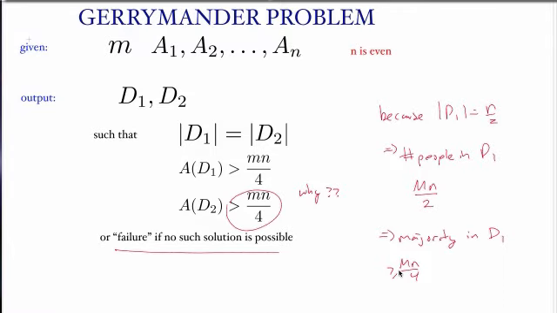Does that make sense? There are n precincts, A1 through AN. Half of them have to be in District 1, so that means that there are m times n over 2 people in District 1. And so this is what a majority means. More questions about this?